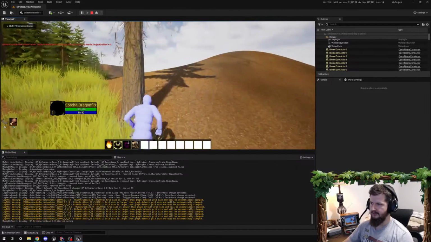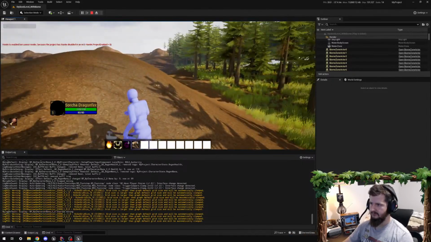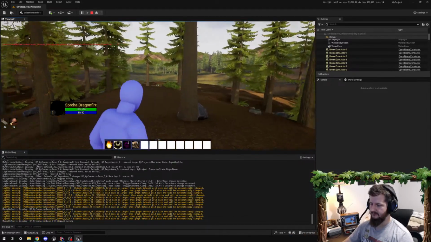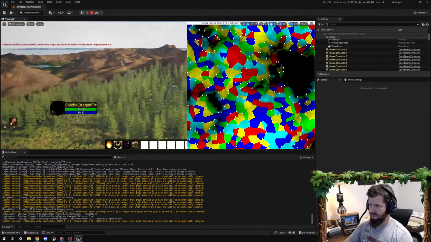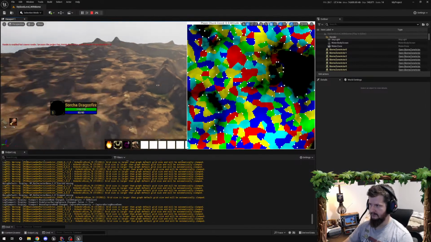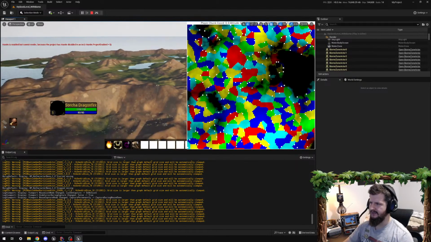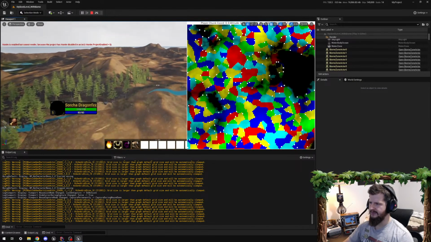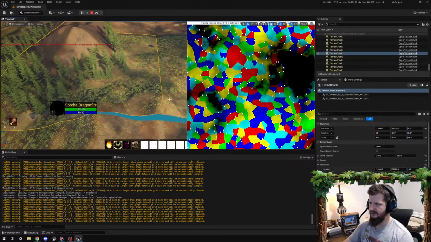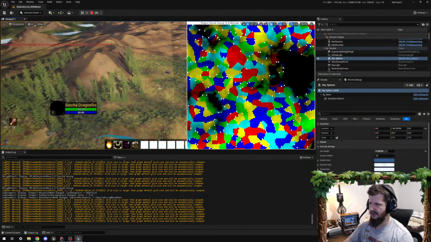Oh, wait a second. This looks different. Wait, is this it? It's doing stuff. It's not interpolating correctly, but it's kind of close.